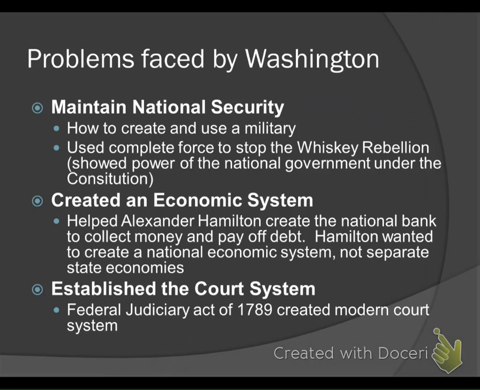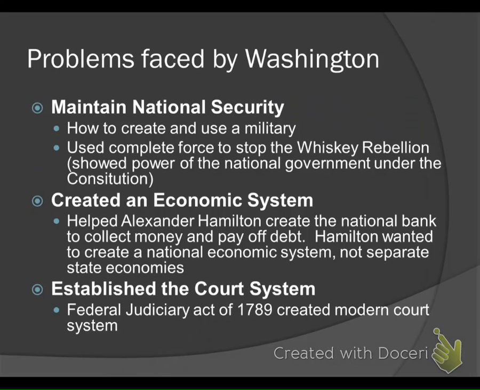Now, Washington, of course, since he was the first president, faced many problems that no one had ever faced before. The first problem he faced was how to maintain national security or keep our country safe. He needed to figure out how to create and use a military. He used complete force to stop the Whiskey Rebellion, which was a rebellion over a tax placed on whiskey. Many farmers tried to rebel against the government, but he put this down with his national army.